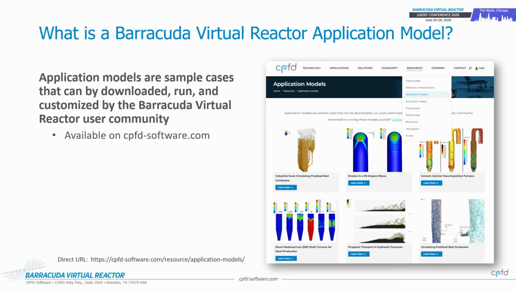In its simplest form, these are sample cases that our staff has set up. What we do is we typically pick a problem, do a literature search, find some good papers, take the information from that paper, and set this model up in Barracuda. Once we set it up, if possible, we try to validate some of that, and then we write a mini report, host it on our website, and provide you with that simulation file. That's what this is about.